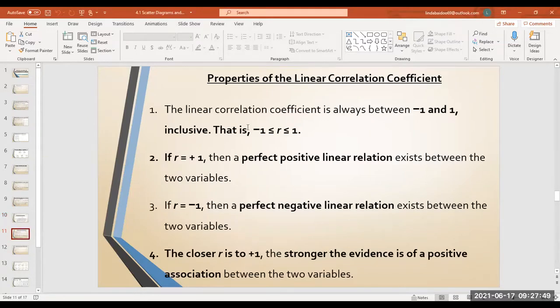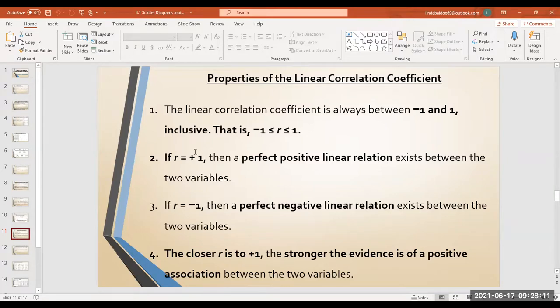So the properties which I've already mentioned: one is R should always be a number between -1 and 1, or it can be -1, or it can be +1. So between -1 and 1 inclusive. Inclusive means it can be -1. That's why you see the equal sign here, or it can be +1, or any number between them.